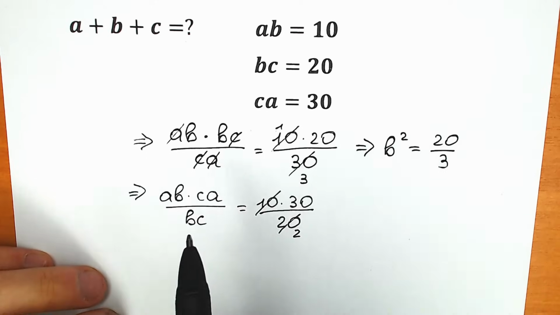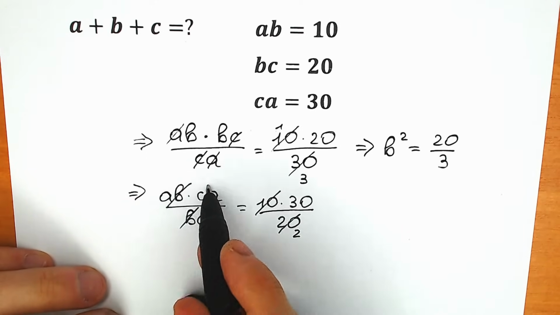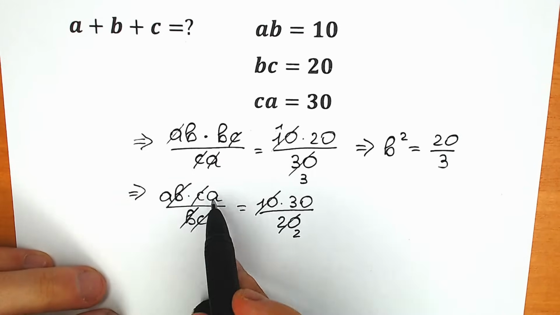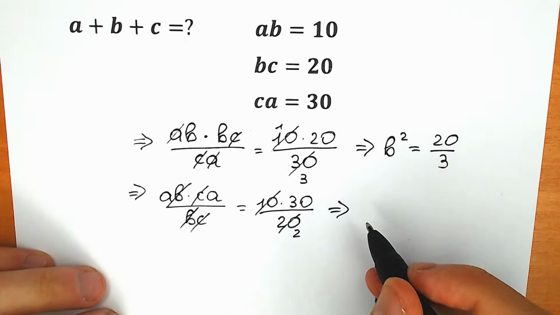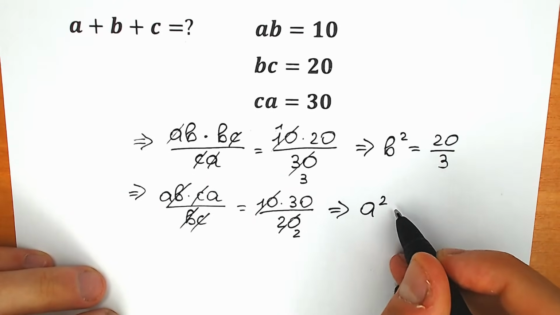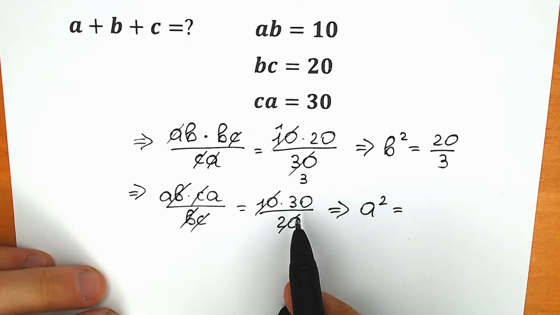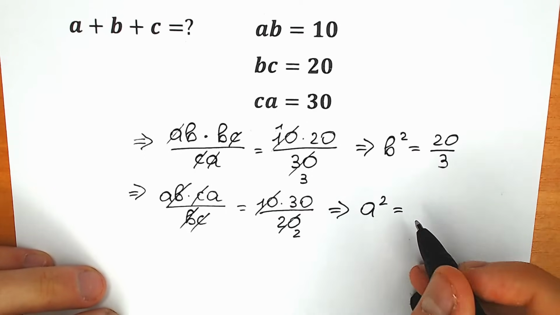Everything is great, but what do we have on the left side? We can easily cancel B, C, and C. So we have A times A, which is A square. So in this second expression, we have A square equals 30 divided by 2, which is 15.